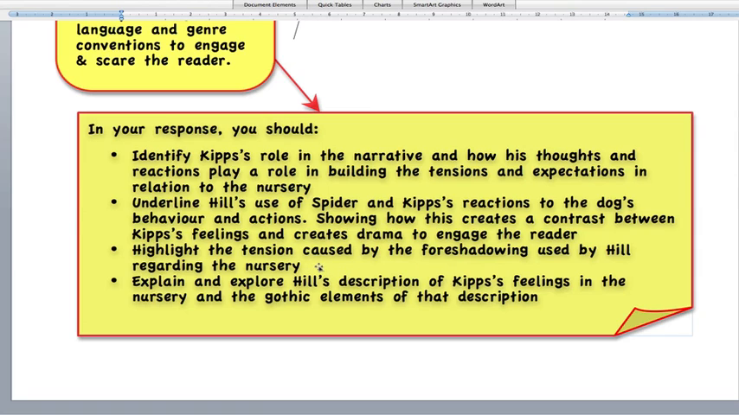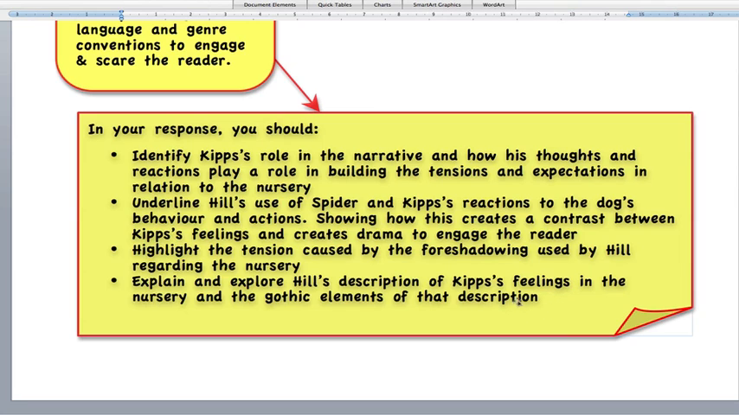And then finally, when Kipps actually does get into the nursery, how Hill describes that strange set of sensations that Kipps seems to feel when he's in there. The fact that he's almost possessed by the feelings of the woman in black. So you can see then, there is a sense of terror created, but it's mainly through the character of Kipps.